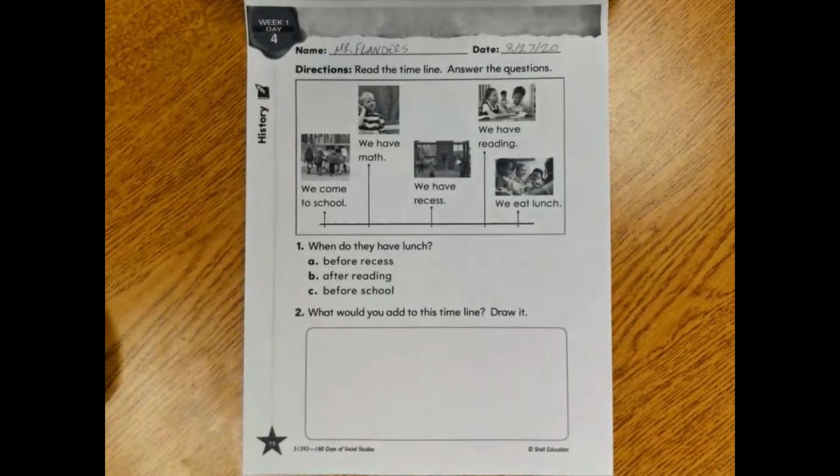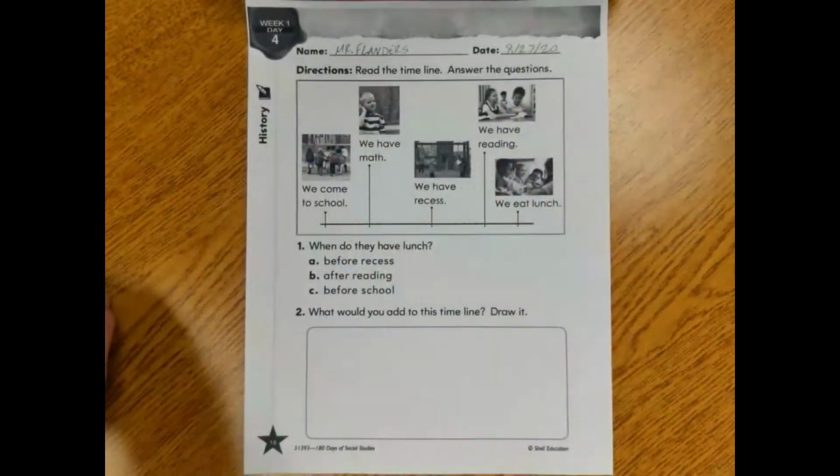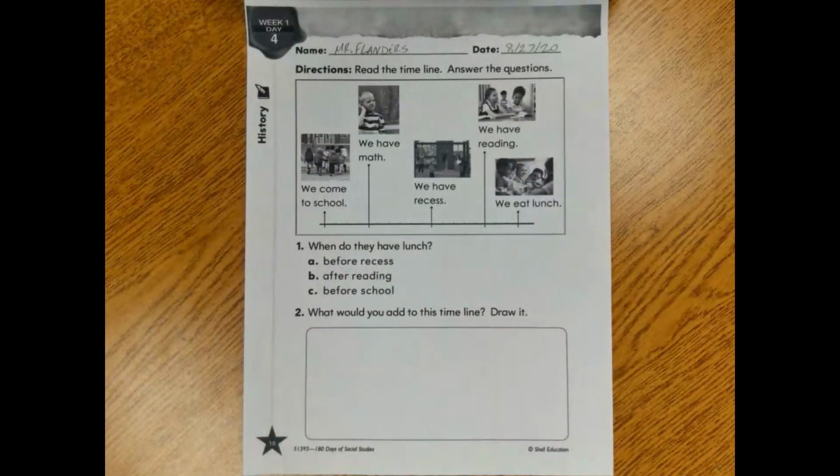Alright, so we're still learning about timelines. We could see that, obviously, with the timeline right here. The last timeline we did, we were talking about things that happen before we go to school. Well, now what we're talking about is stuff that happens when we're at school.